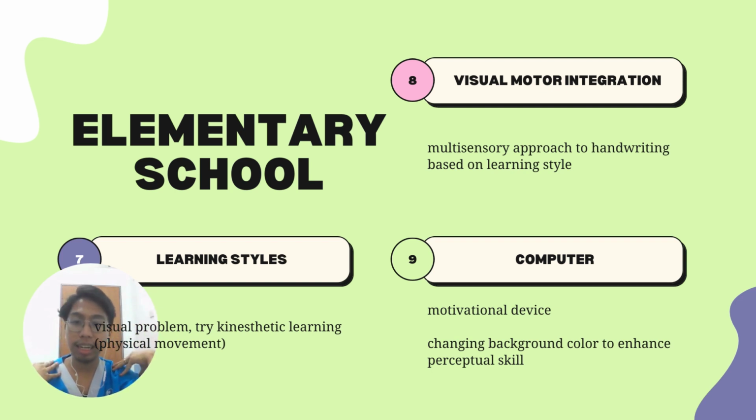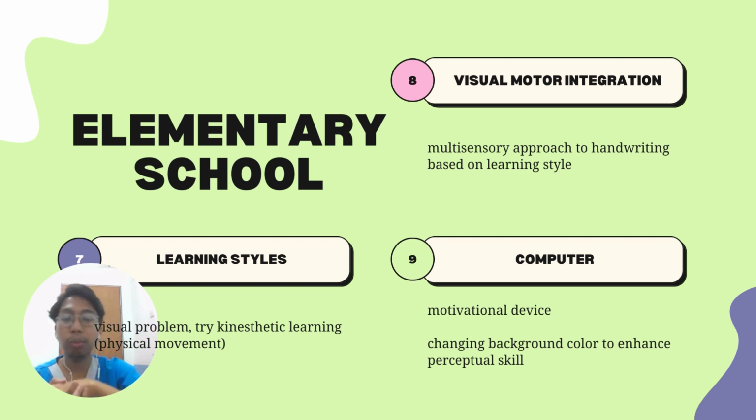For kinesthetic learning, it's physical movement. Because of physical movement, they have better muscle memory. So their muscle remembers that, oh, I remember touching A feels like this, and I remember it's an A. That's an example of it.